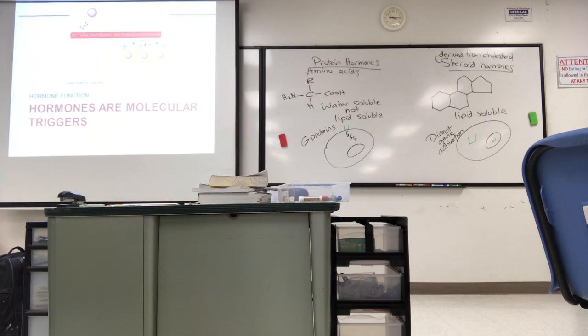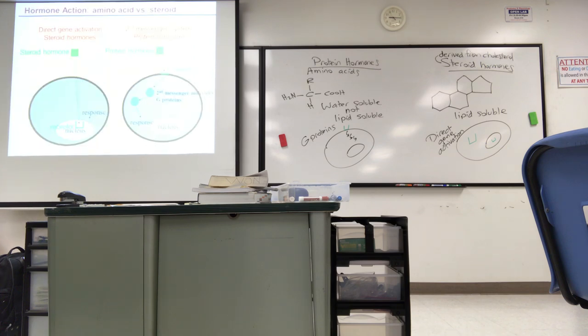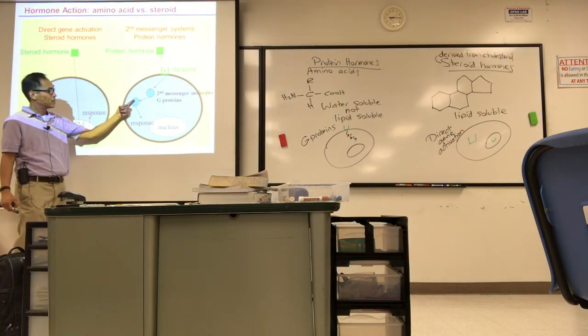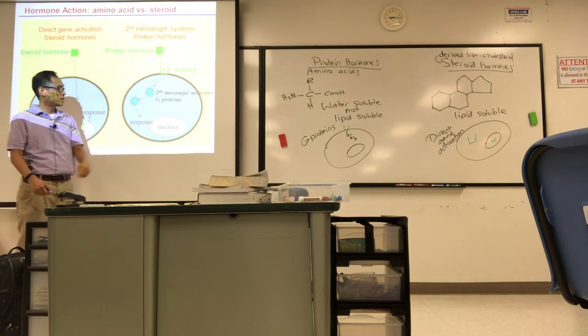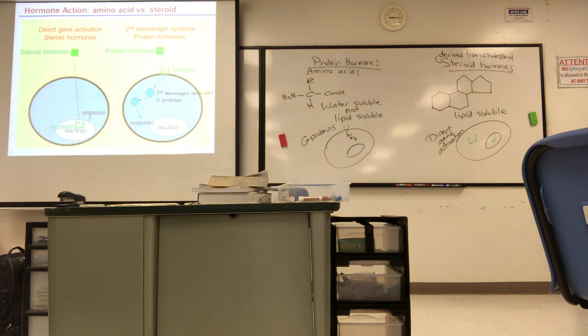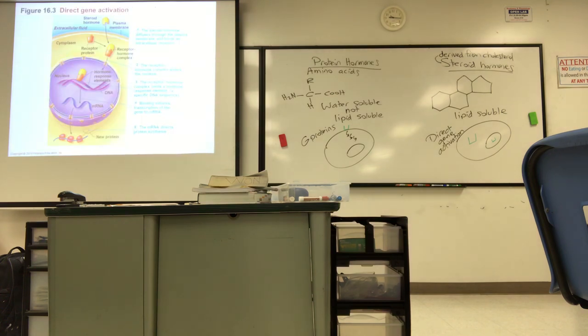And so I want to show you how they can be triggers. On this slide, I know I have it on the board, not the same order, but I have a picture of a receptor inside the nucleus, and the hormone is a steroid going right to it. That mechanism is direct gene activation, right? If you have to trigger an intracellular response because you're presented on the outside of the cell, those are protein hormones, okay? So here are the pictures from your book. This is for direct gene activation. Let me walk you through the steps here.